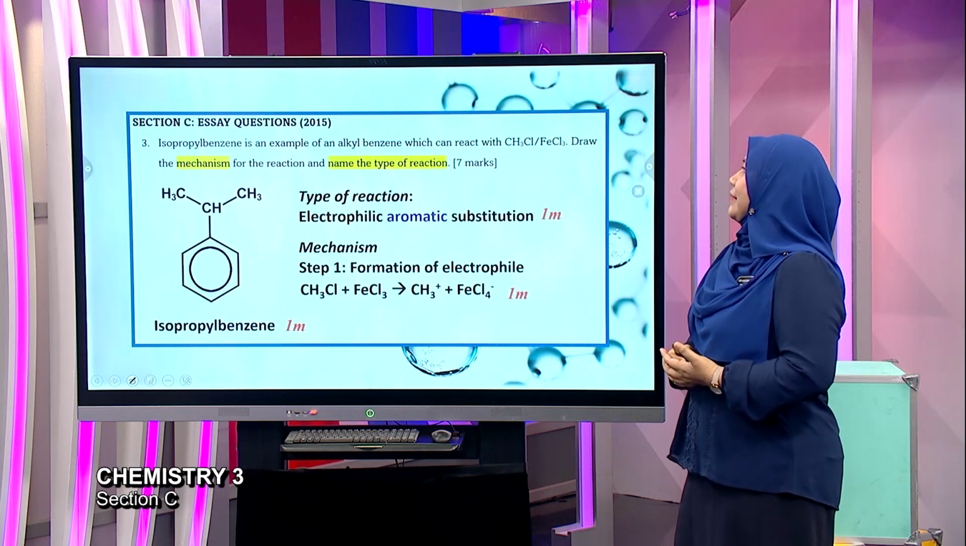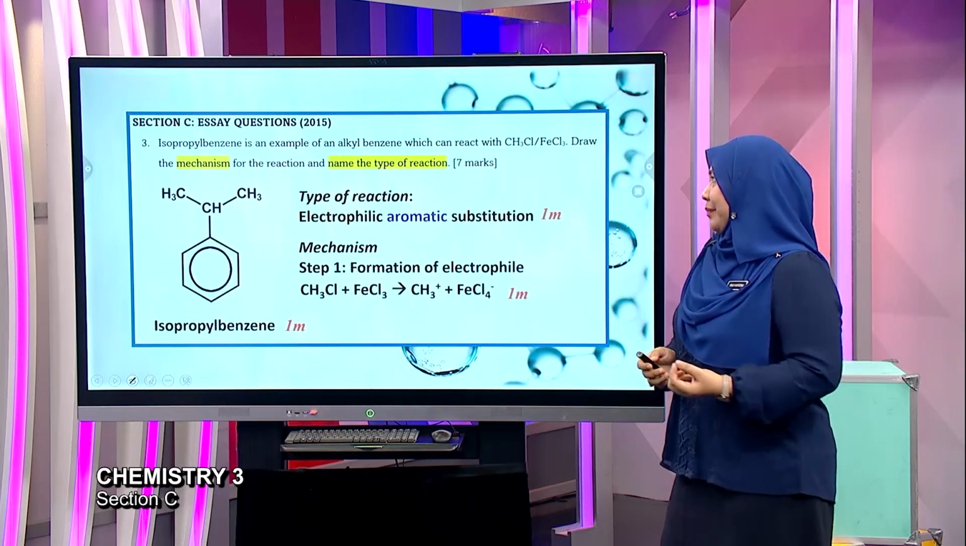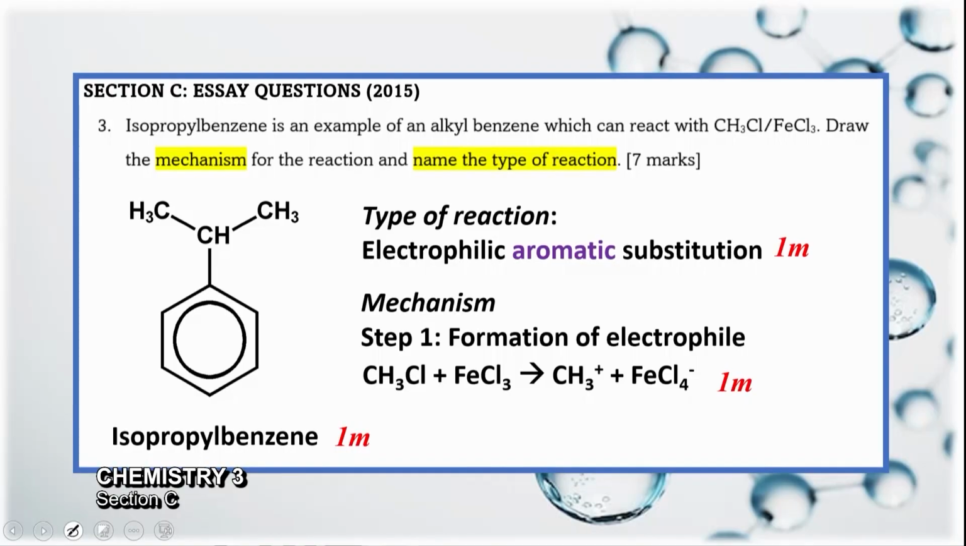Question number 3. Yes, question number 3 is an essay from 2015. Isopropyl benzene is an example of an alkyl benzene which can react with chloromethane in the presence of halogen carrier FeCl3, ferrum trichloride. Draw the mechanism for the reaction and name the type of reaction. 7 marks. There are 2 things that you have to answer here. Draw the mechanism and name the type of reaction.